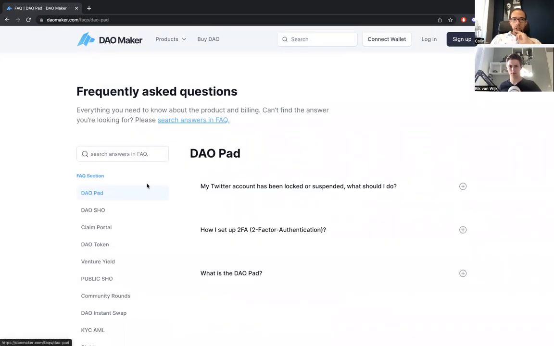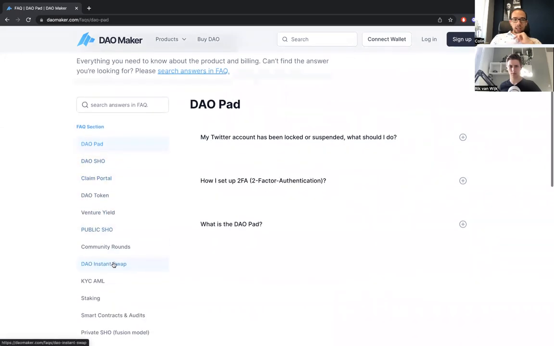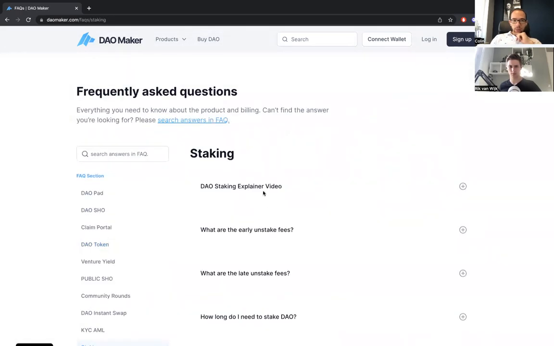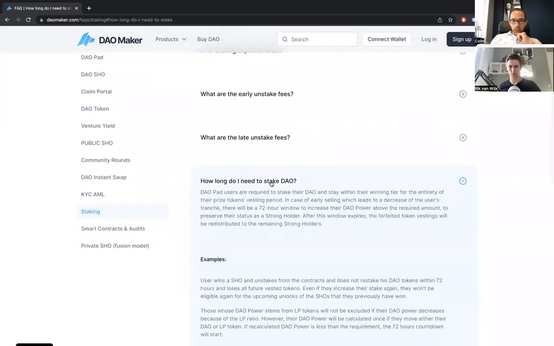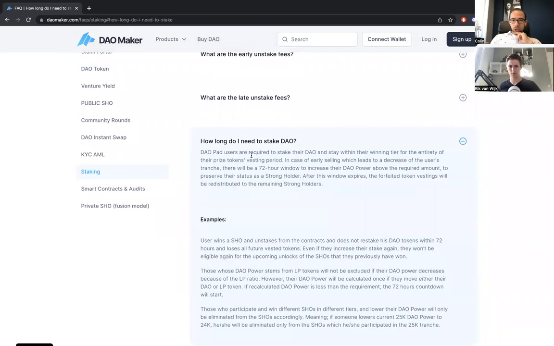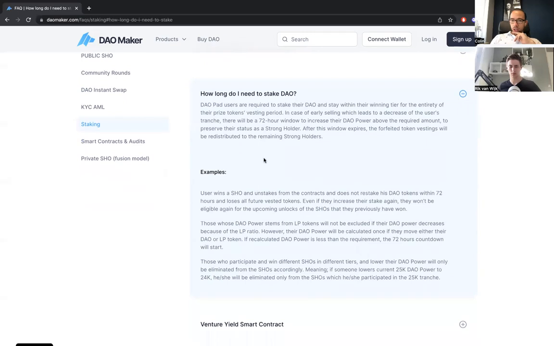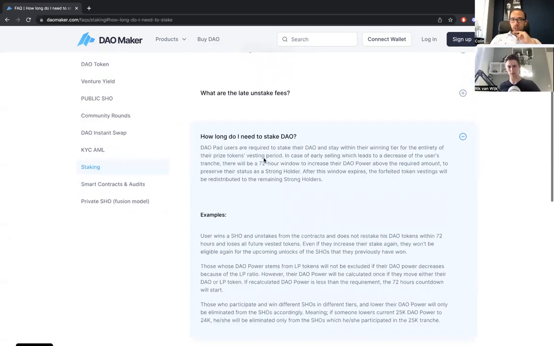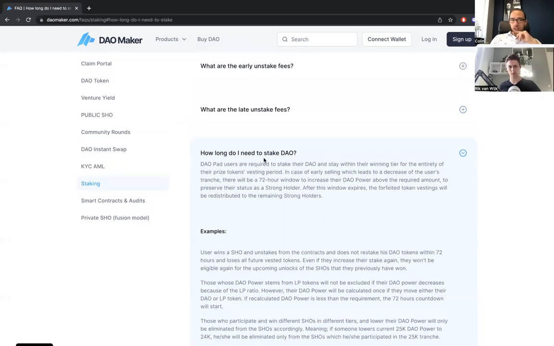So head over to the FAQ, then we head over to staking right here. And then how long do I need to stake? Okay. DAOpad users are required to stake their DAO and stay within their winning tier for the entirety of their prize tokens vesting period. So basically, that's quite unique. From what I understand, you would need to continually stake while the token is being vested. So if you are having 2 years worth of vesting, then you need to stake for 2 years.